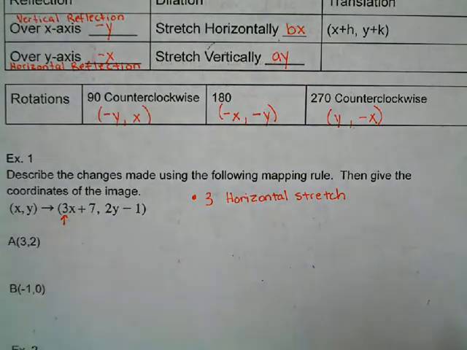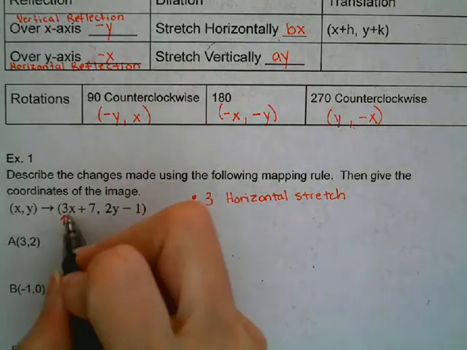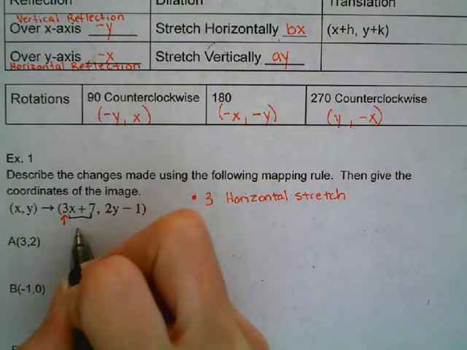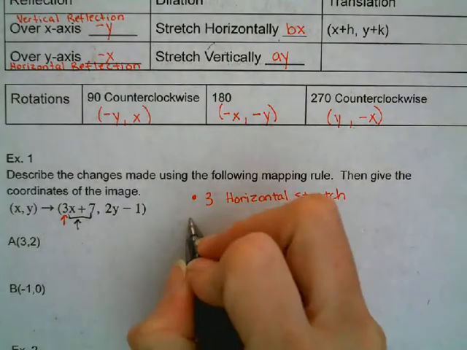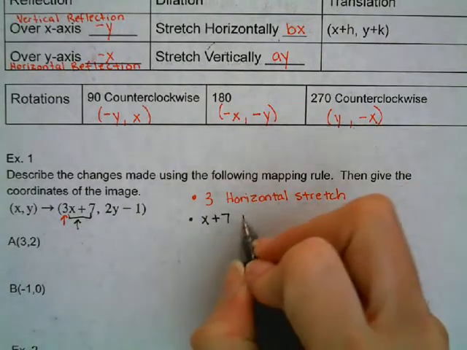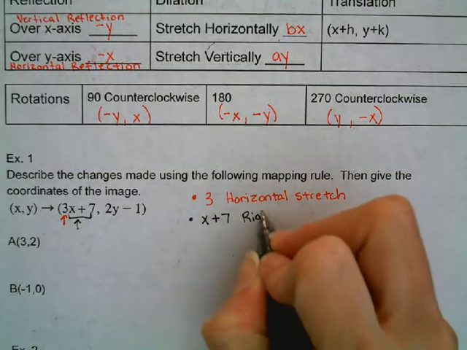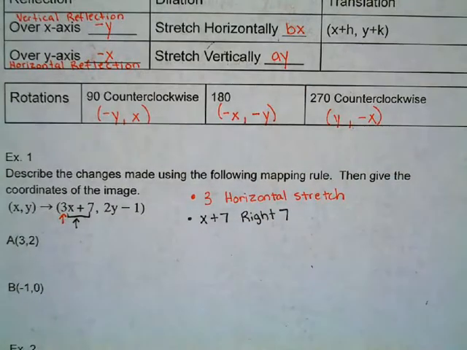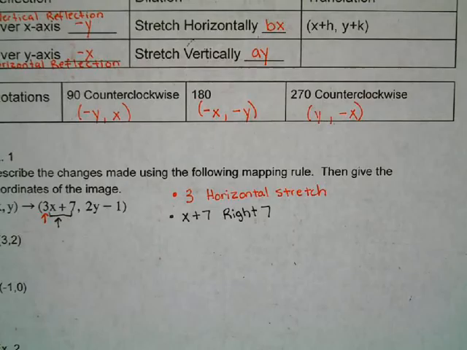Because it was affecting the x value. Then you have the +7. That's called a translation. So I'm just going to underline this here, x plus 7. The x plus 7 part represents right 7. That's from our translation part.